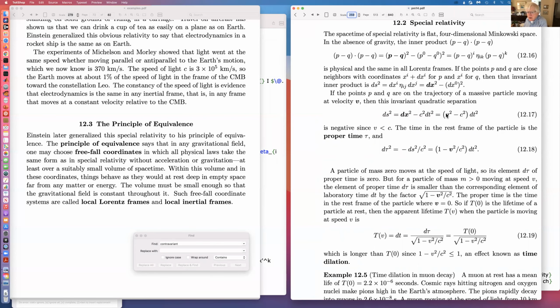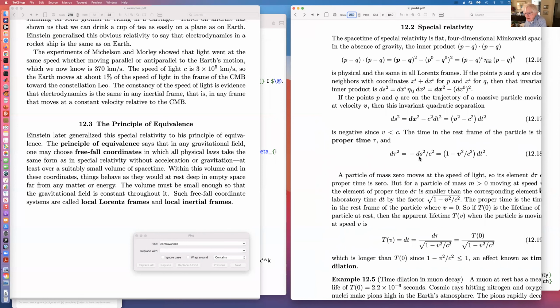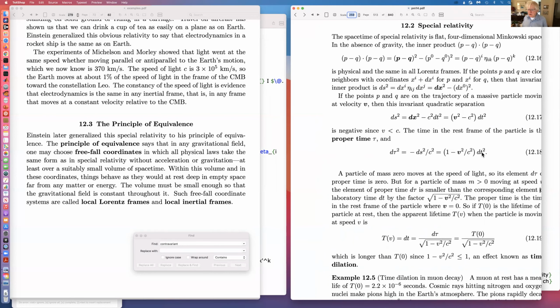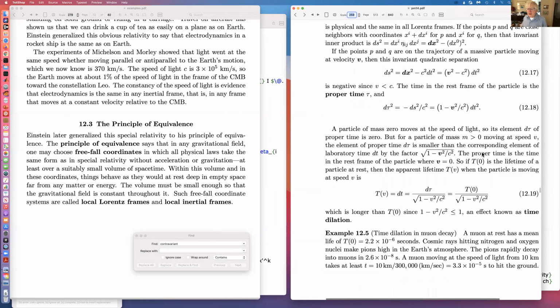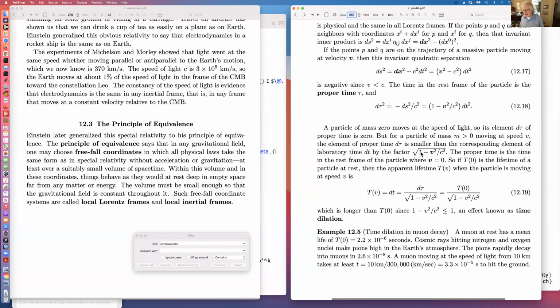So here, delta tau squared, which is minus delta s squared over c squared, is then this thing with a minus sign. If you divide by c squared, you get a 1 here. So it's 1 minus v squared over c squared times dt squared. So you see delta tau squared is always less than dt squared. And so the proper time is smaller than the laboratory time.